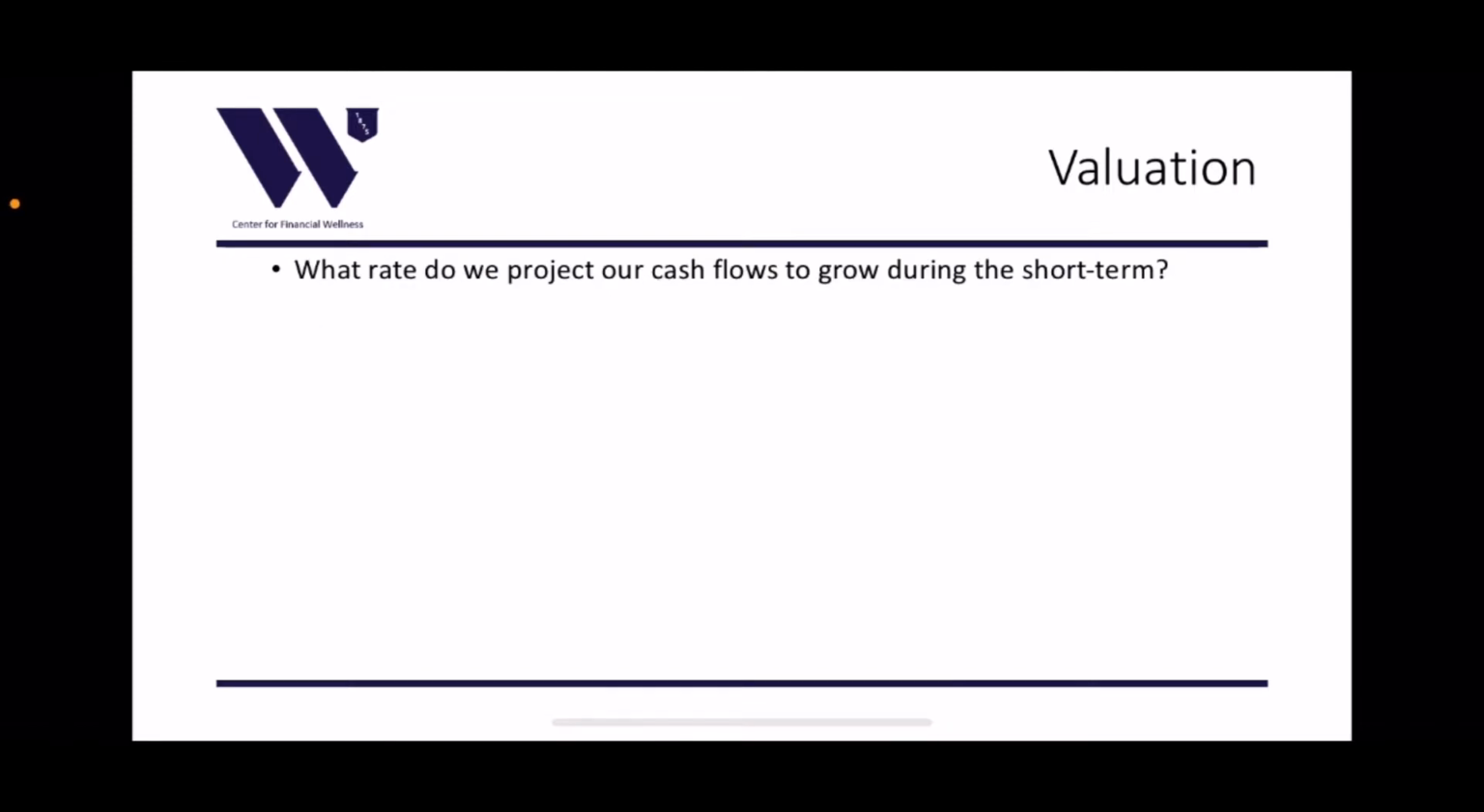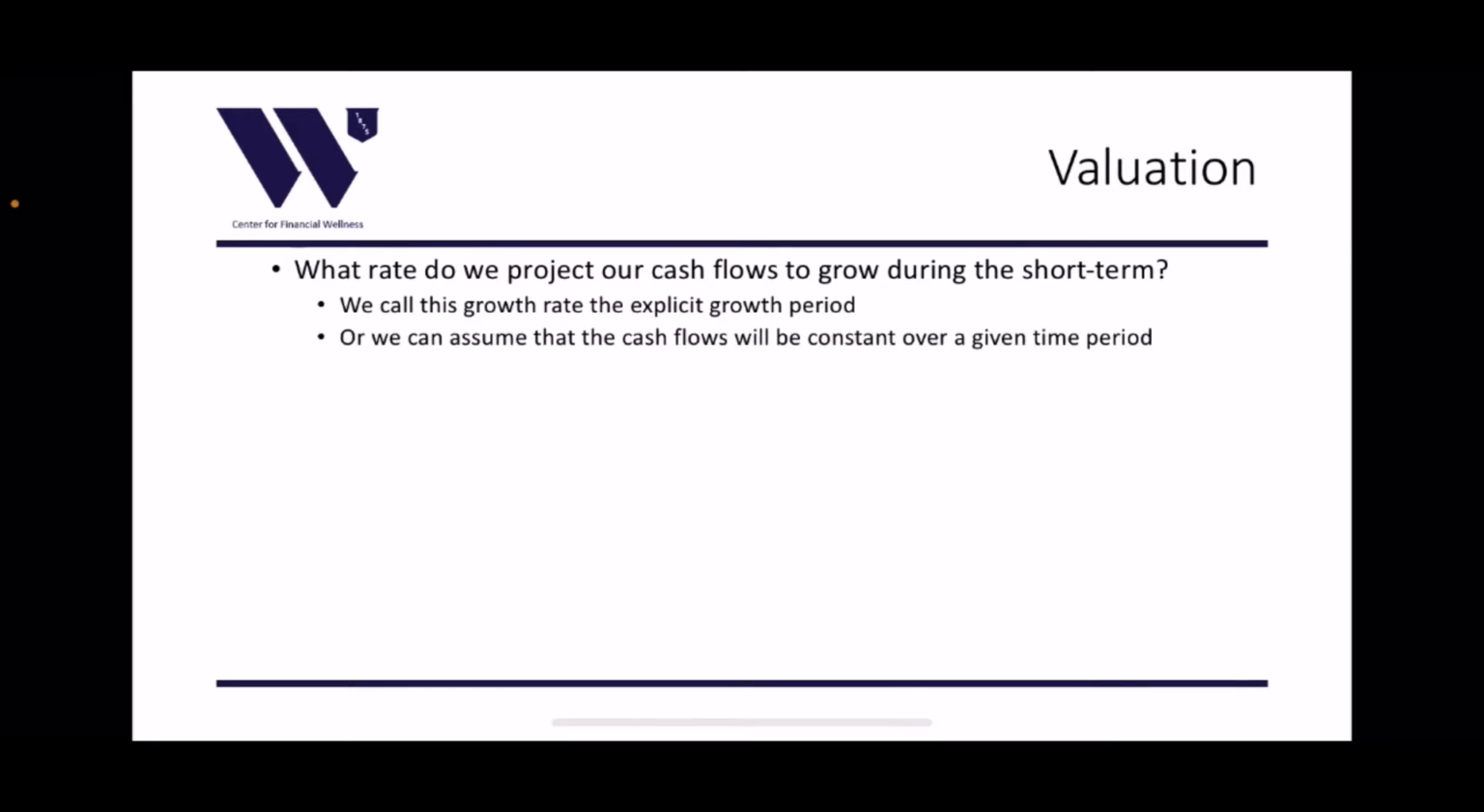So what we'll now do is look at the step-by-step process of building a DCF model. The first thing that we'll want to take a look at while building a DCF is the rate that we'll project our cash flows to grow during the short term. There are a couple of different ways that we can look at growing our cash flows in the short term. We can grow them by a growth rate, which will be a rate only through our explicit growth period, the short-term period that we're looking at growing those specific cash flows. Or we can just assume that the cash flows will be constant over a given time period.